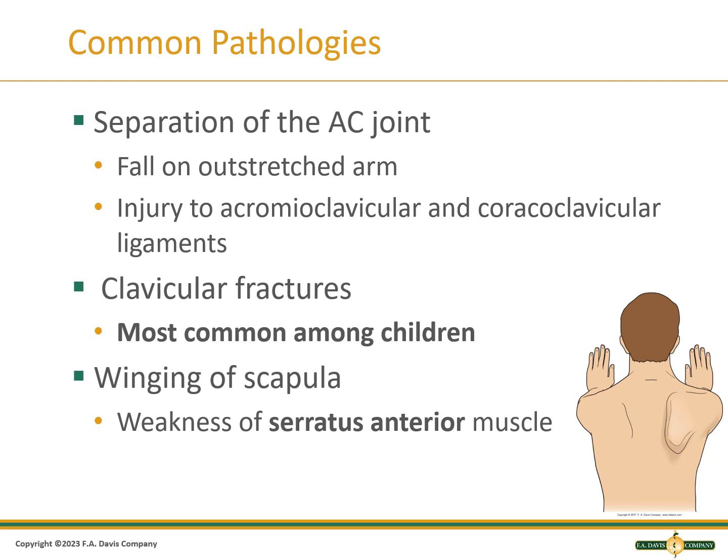And then winging of the scapula is going to be, again, more common in our pediatric population, but not exclusive to our pediatric population. It is caused as a result of weakness to the serratus anterior muscle. We can see a picture of scapular winging here where we have that vertebral border of the scapula sticking out away from the body on the right side, compared to the left where the scapula sits flush with the rib cage.